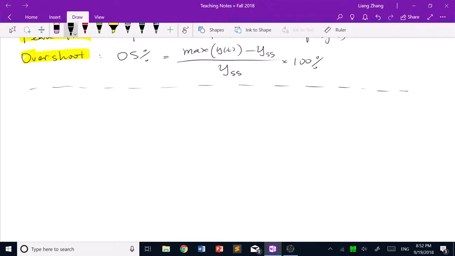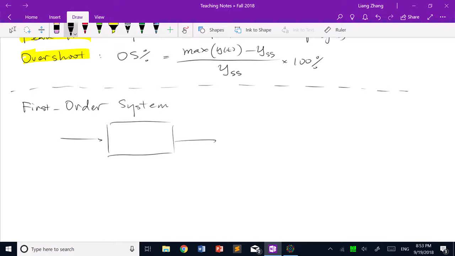So what we'll do, let's start from the simplest systems. Now let's look at first order systems. Nothing can be simpler than a first order system, right? So let's start with the first order system. Linear time invariant, and the system has to be stable, right?